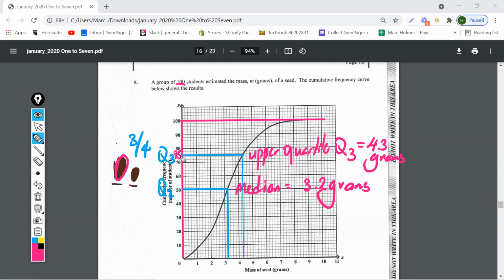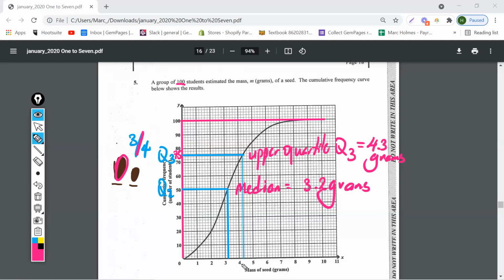So that's what the upper quartile always is, guys. Let's say you had 200 students. The upper quartile would be at 3/4 of 200, just think of it that way too. It would be at 150. So the 3/4 point is the upper quartile point. Wherever it is 3/4, that's the upper quartile point. So 4.3 is the upper quartile.